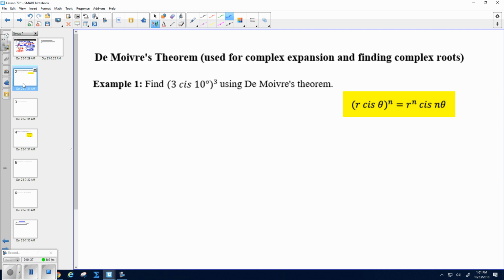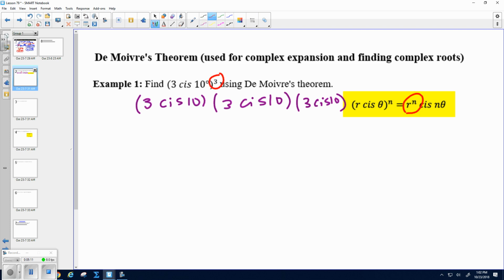So use DeMoivre's theorem, used for complex expansion and finding complex roots. So we're going to find 3 cis 10 degrees to the third using DeMoivre's theorem. So this is the exact same thing as what we just wrote above, right? 3 cis 10 times 3 cis 10 times 3 cis 10. So it's 3 times 3 times 3. So if I use the little formula over here, this 3 is actually going to cube the radius. So I'm going to get 3 cubed.